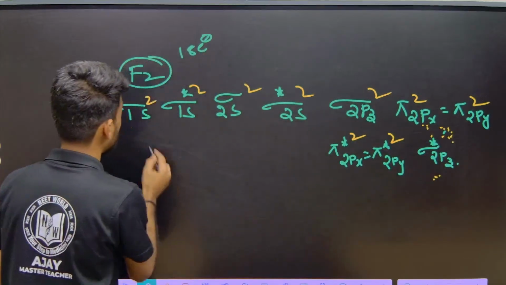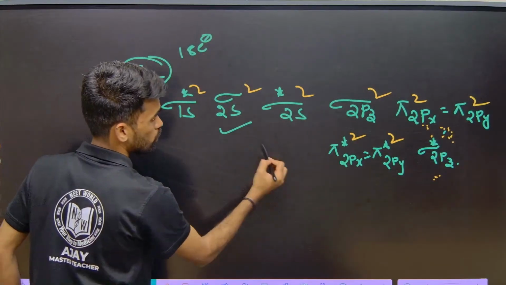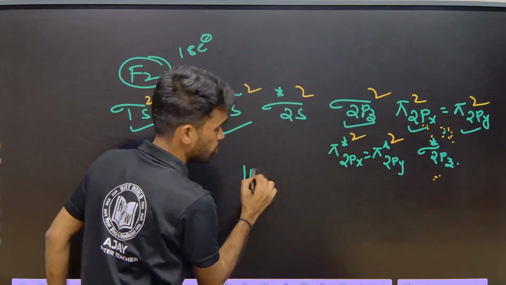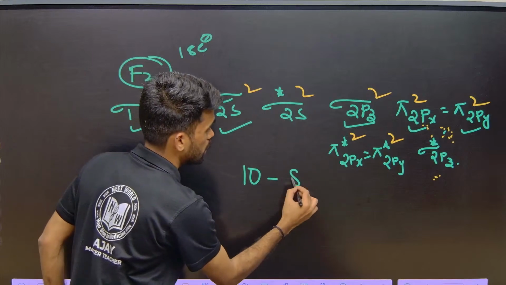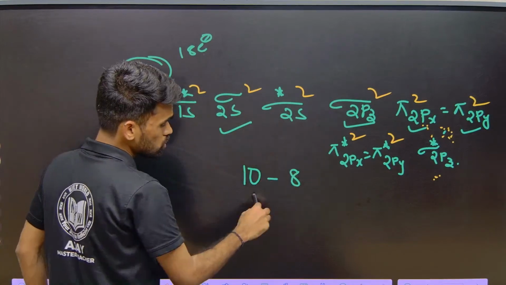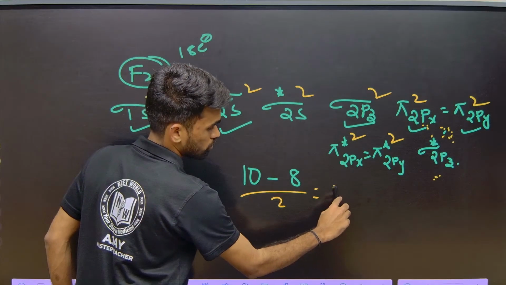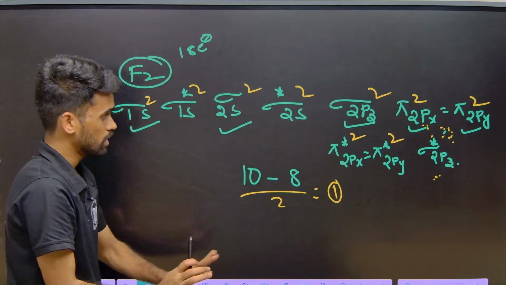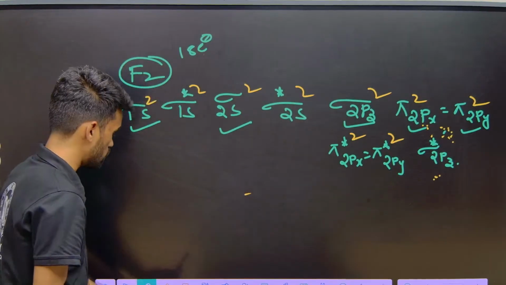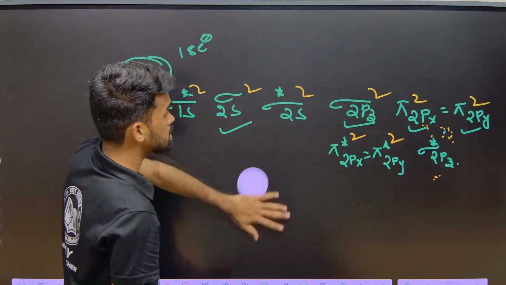Total, just count. See, 2, 4, 6, 8, 10. 10 BMO electrons, the remaining are ABMO electrons. Okay. So what is the bond order you are getting? 1 here. Okay, this is fine. I am not talking about bond order, you know about this. I just wanted to discuss the highest energy orbital here.